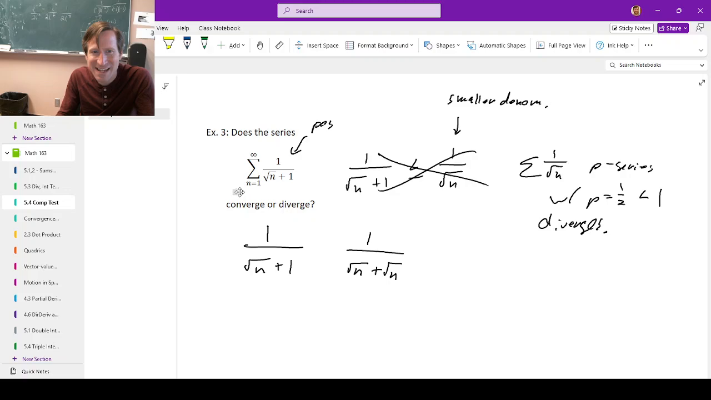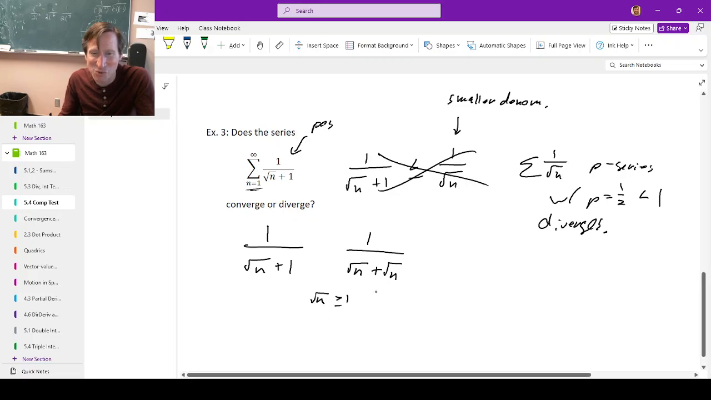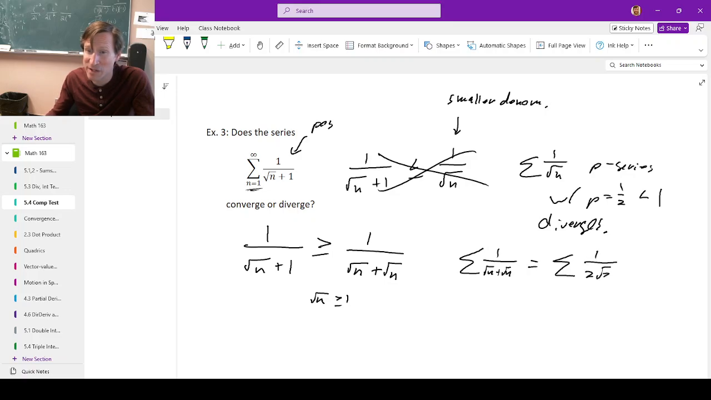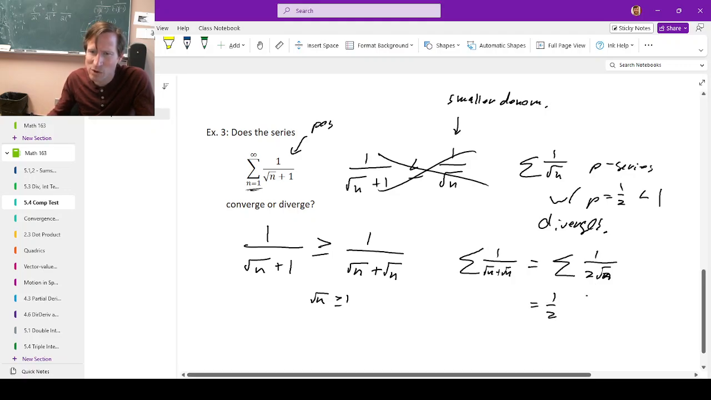Because n is bigger than or equal to 1, since our series starts at 1, so this square root of n is bigger than or equal to 1, right? So we're making the denominator bigger, and that makes the fraction smaller. Okay. All right. But now we need to check, does the sum of 1 over square root of n plus square root of n converge or diverge? Well, let's simplify this. This is the sum of 1 over 2 square root n. But right, we can slide this 1/2 out front. This is 1/2 times the sum of 1 over square root of n.